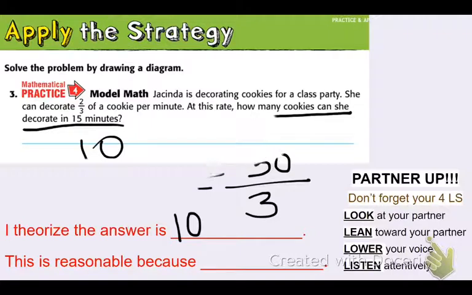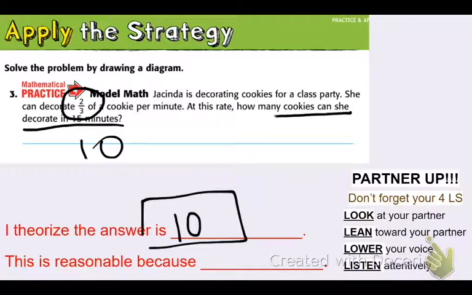Is it reasonable? Well, it says it's 2/3 of a cookie per minute. How many cookies can she decorate in 15 minutes? Well, it makes sense that she would decorate 10 cookies, and so I know I have the right answer. I wish I could have one of her cookies.